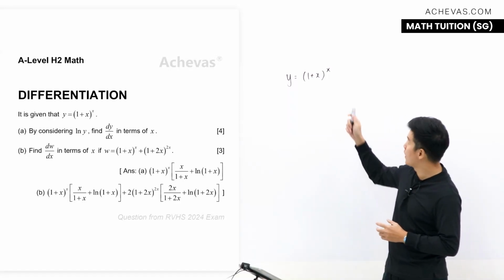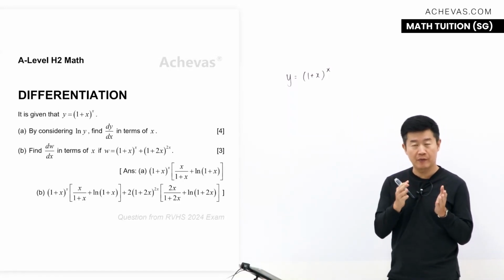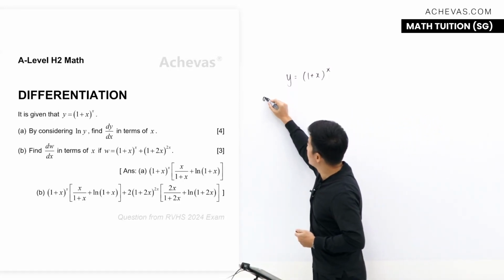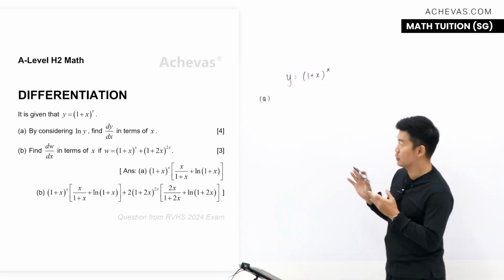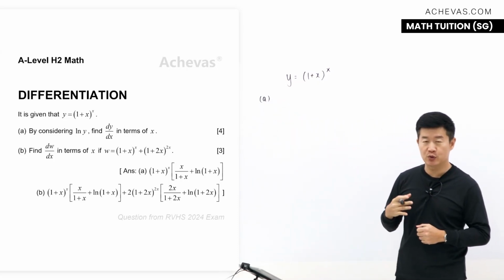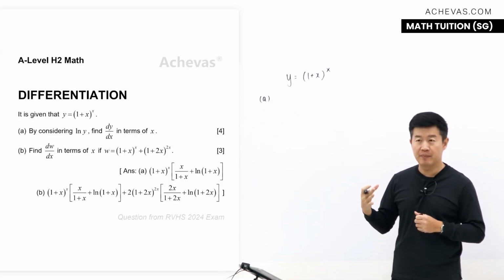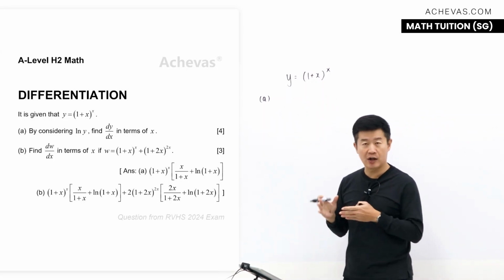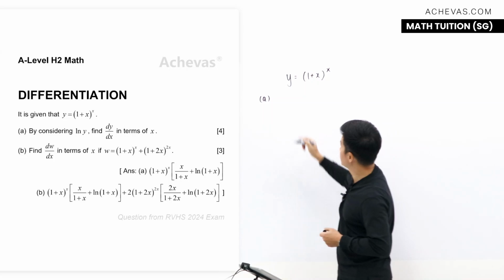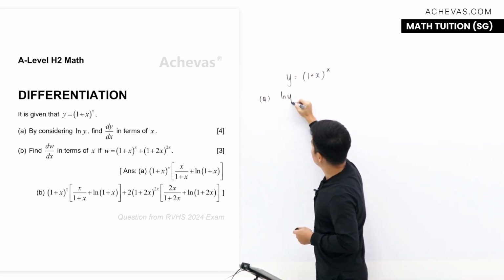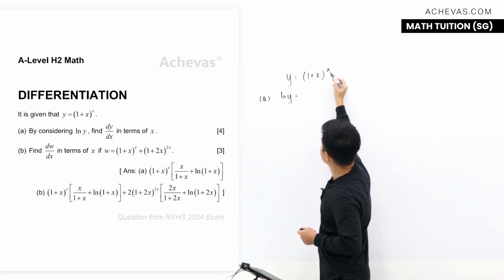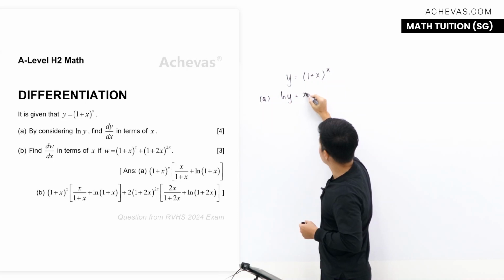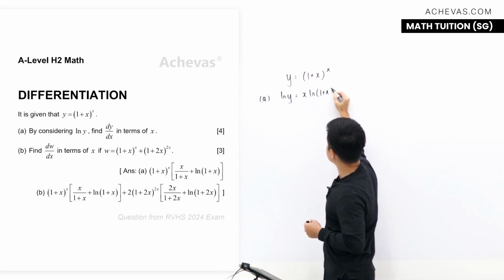Okay, we are given y equals (1 plus x) to the power of x to be differentiated with respect to x. According to what the question is suggesting, we are going to do a differentiation based on ln y first. So I'm going to apply the logarithmic function to both the left and right hand side. Doing a ln to the left hand side, ln y is equal to ln of this. I can bring the power forward, so it will be x ln(1 plus x).